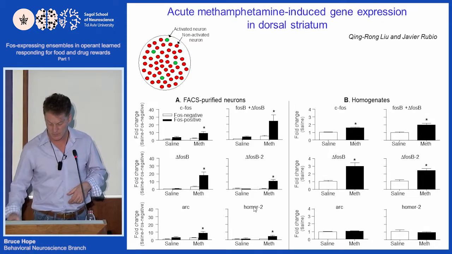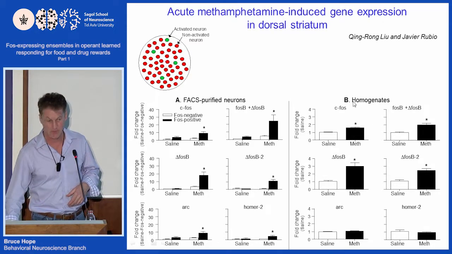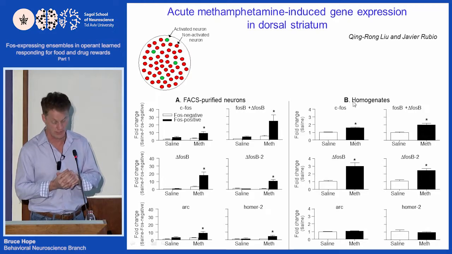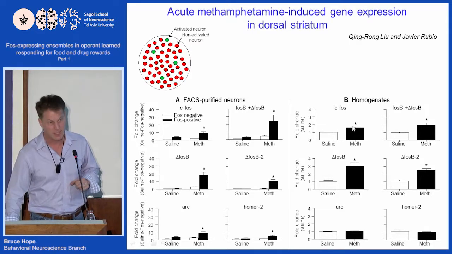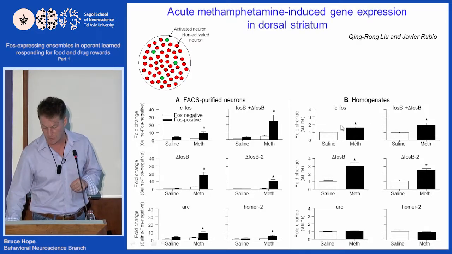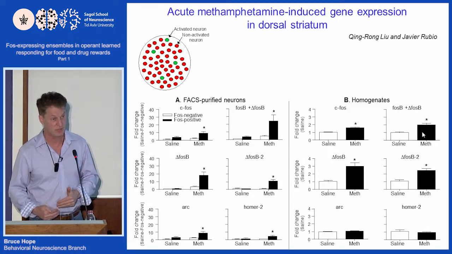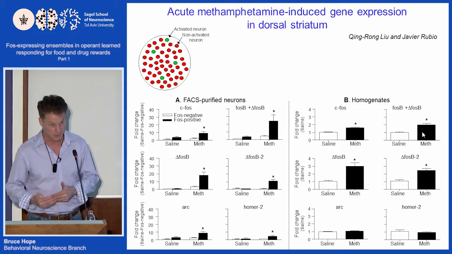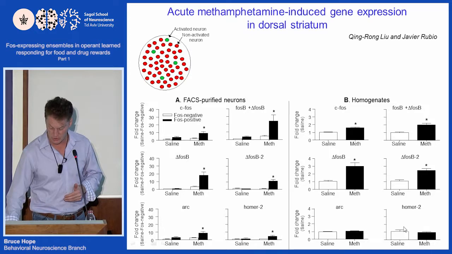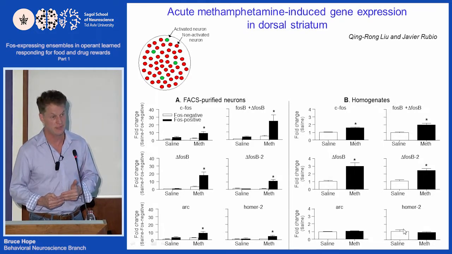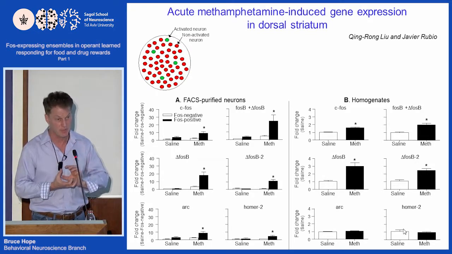For example, if we did the same experiment, but this time we just took homogenates of that whole brain area. Now look at the y-axis again, 0 to 4 instead of 0 to 40. You see increases in the methamphetamine injected animals of both c-Fos and FosB, for example, but they're a lot smaller, 50%, 100%. They're not multiple fold increases. And here's the better example. For Arc and Homer2, you do not see an increase in the expression of these particular genes when you grind up the entire brain area.